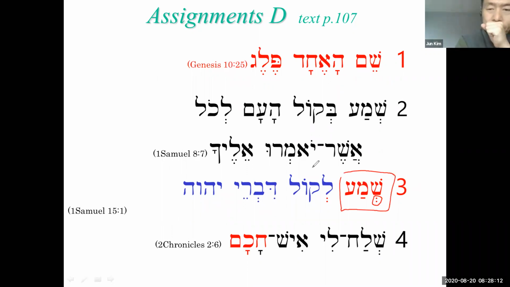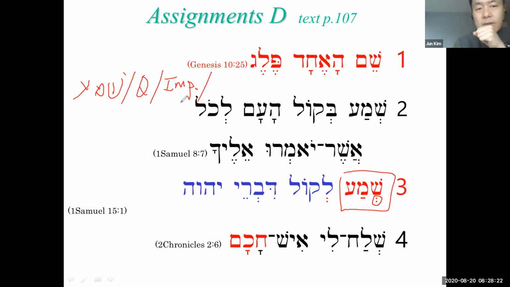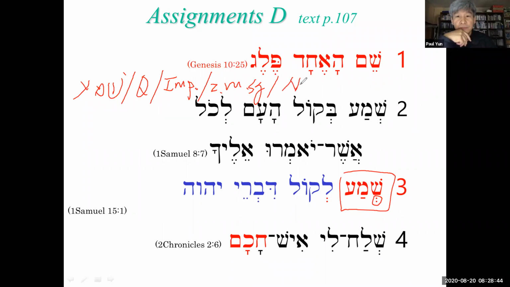So let's do this one again. Shema. And then Qal stem. And this one is imperative. So I'm going to just use an abbreviation. IMP is okay. Then what about PGN? 2 MSG. Yes, good job. 2 MSG. What about special feature? None.